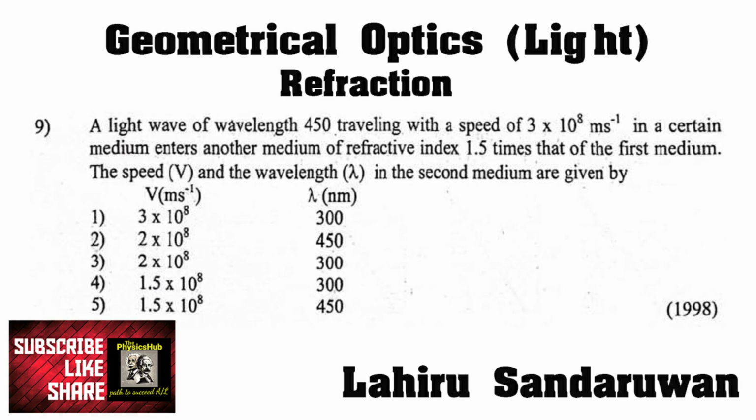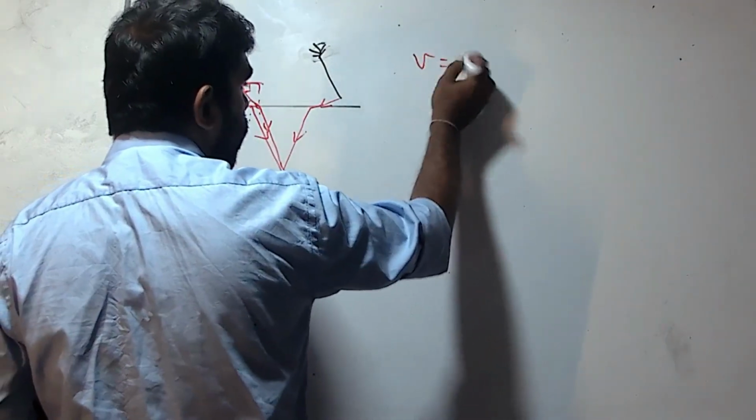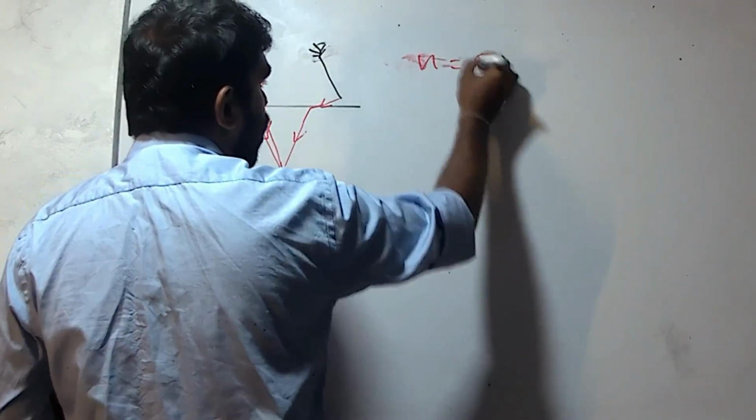The answer is 1. A light wave of wavelength 450 nanometers traveling with speed 3 into 10 to the power 8 meters per second in a certain medium enters another medium of refractive index 1.5 times that of the first medium. The speed v and wavelength in the second medium? We can use n equals c over v.